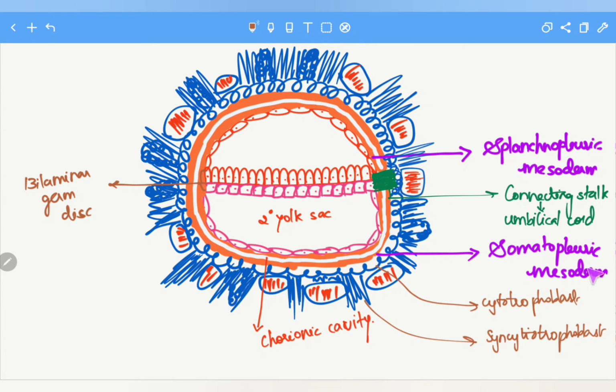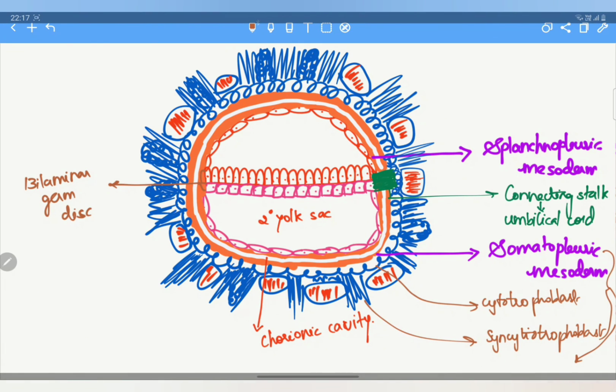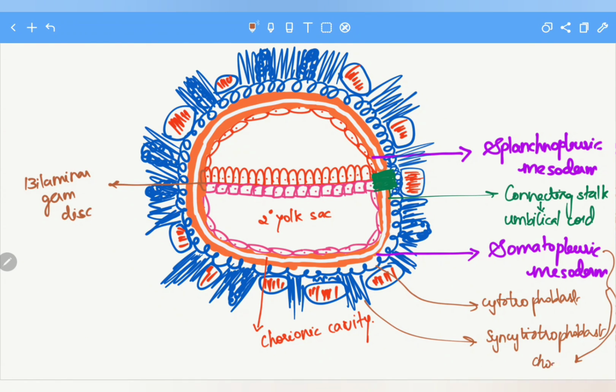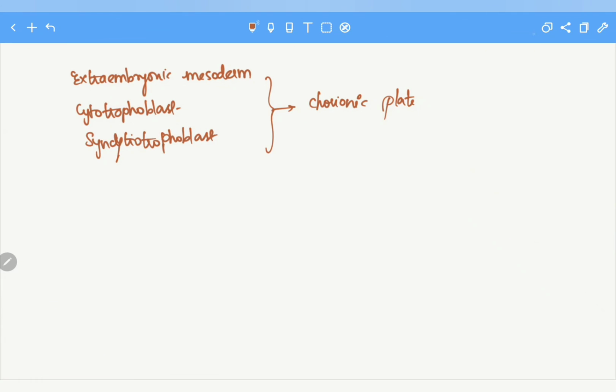The extra embryonic somatopleuric mesoderm, the cytotrophoblast outer to that layer of the somatopleuric mesoderm, and the syncytiotrophoblast, which is still outer to the cytotrophoblast, together all these form the chorionic plate. So the extra embryonic mesoderm, the cytotrophoblast and the syncytiotrophoblast all together form the chorionic plate, and later on just one part of the chorionic plate rapidly develops into the placenta.